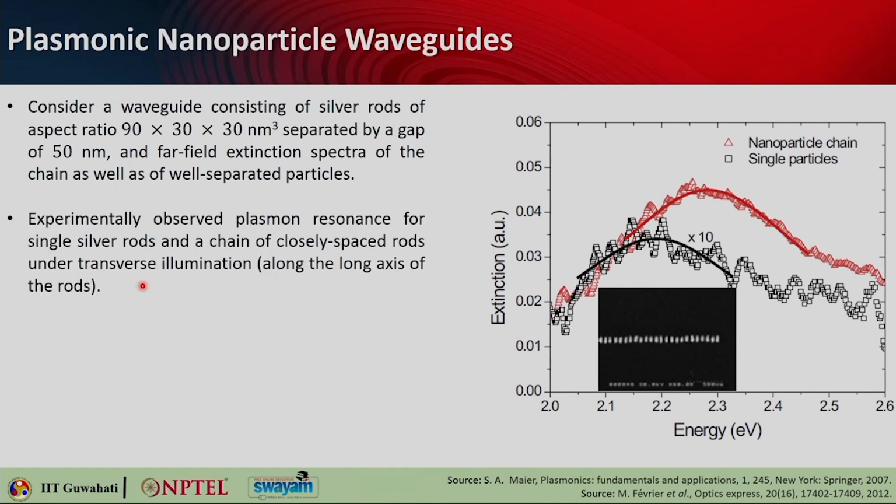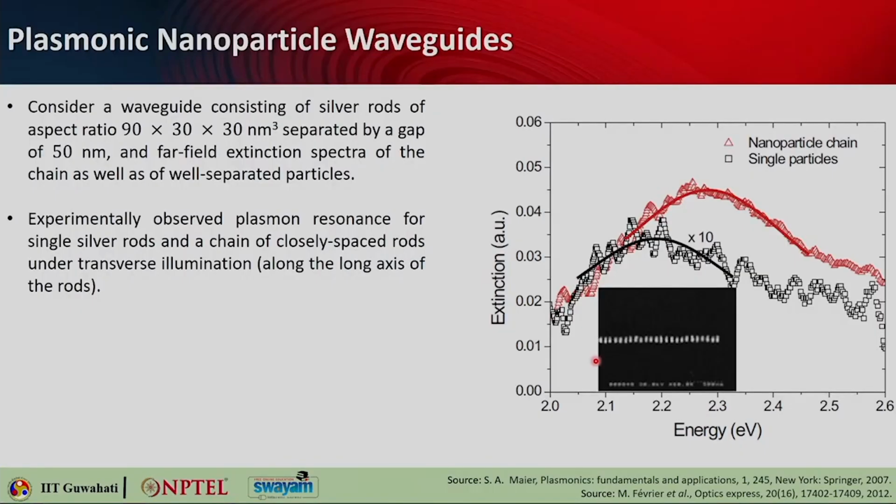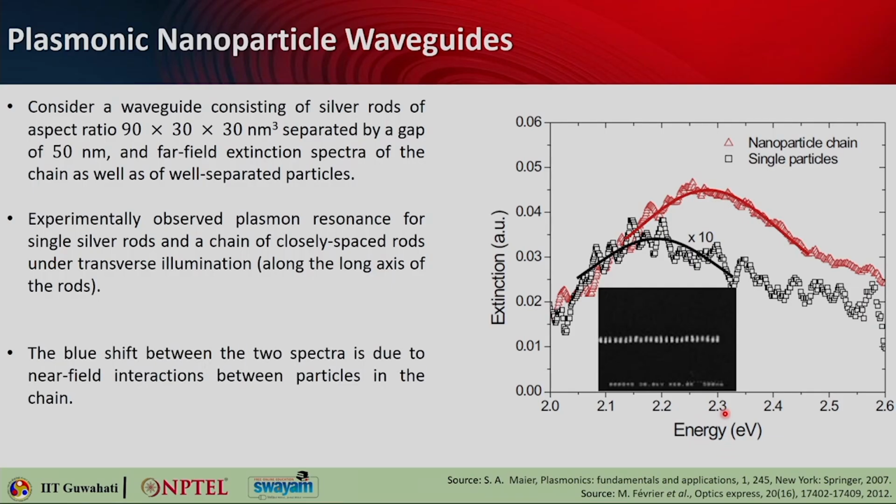And this is the experimentally observed surface plasmon resonance for the single silver rods shown here and the chain of the same nanorods in a close-packed chain arrangement for the transverse illumination. In this case, transverse means the electric field orientation is in this direction, and that is the difference. You can actually see the excitation wavelengths or energies are different. There is a blue shift between the two spectra, and that results from the near field interaction between the particles in the chain, and you can understand this from what is happening when two particles are next to each other and have an electric field along this way.